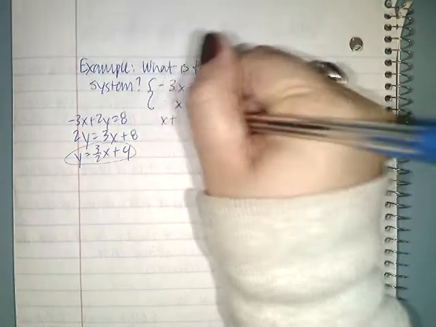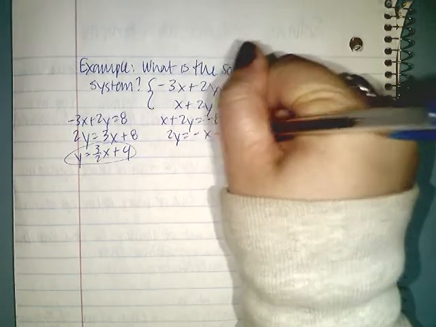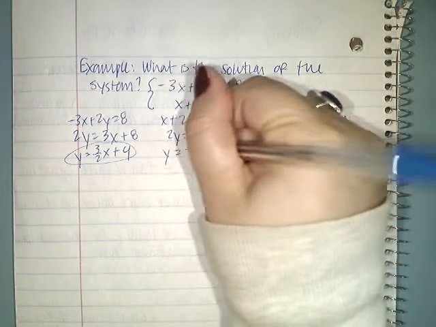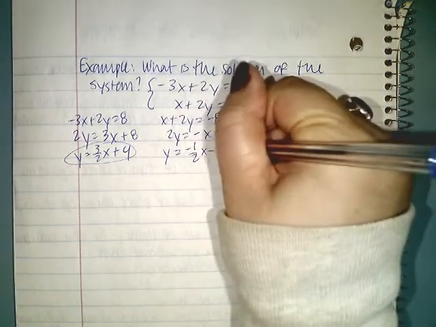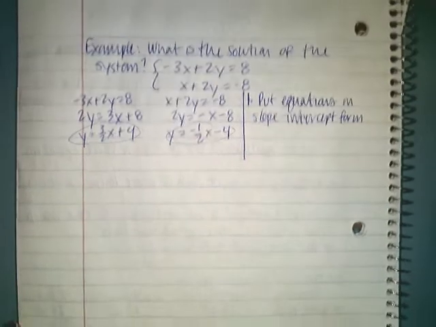My other one, I have x + 2y = -8. I'm going to subtract x from both sides. I get 2y = -x - 8. Divide everything by 2, and I get y = -1/2x - 4. So here is my second equation in slope-intercept form.